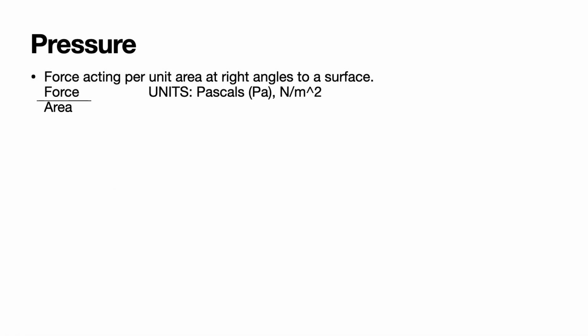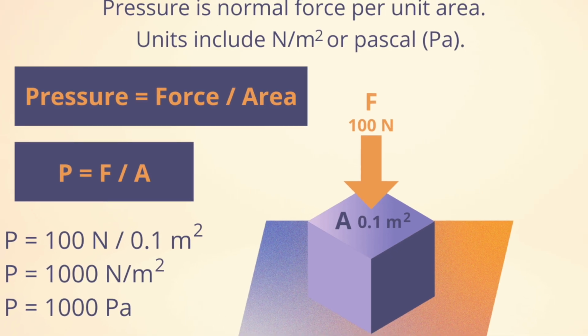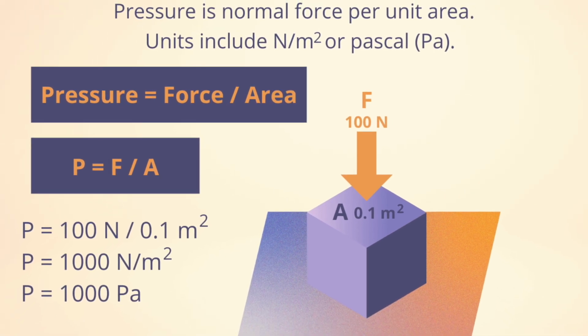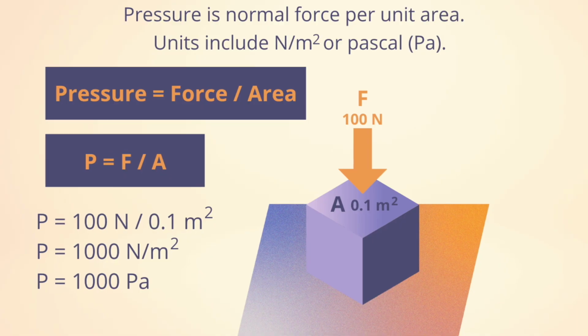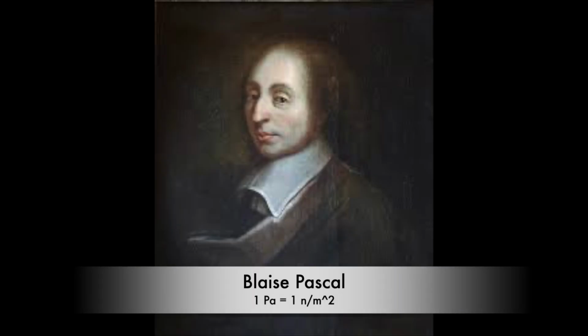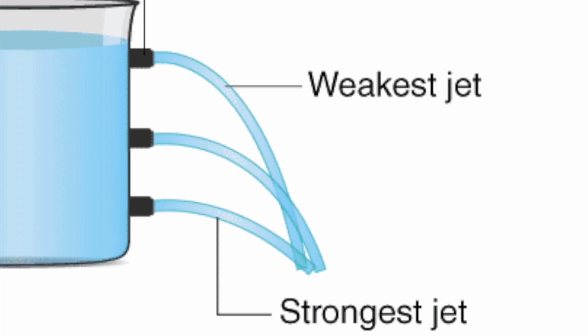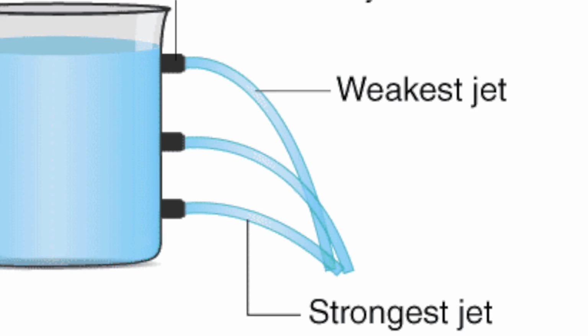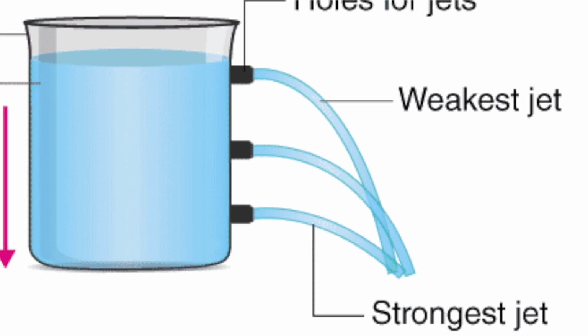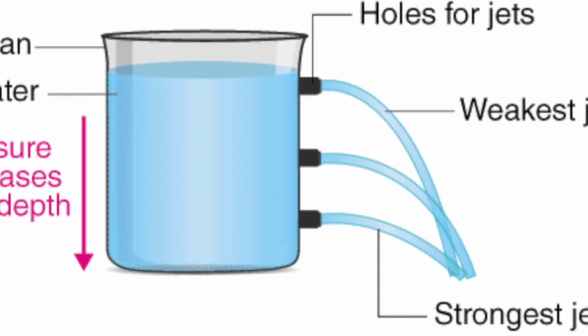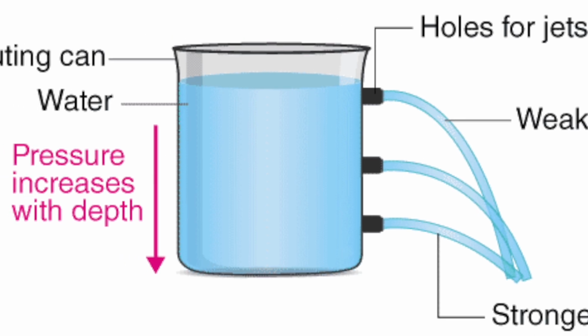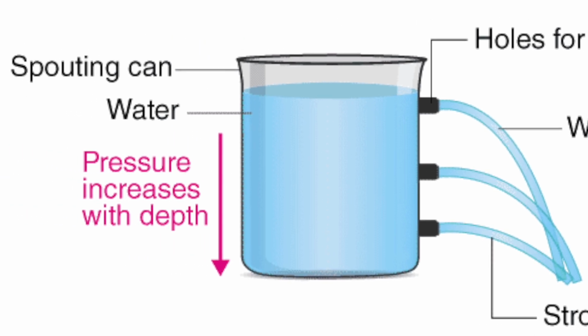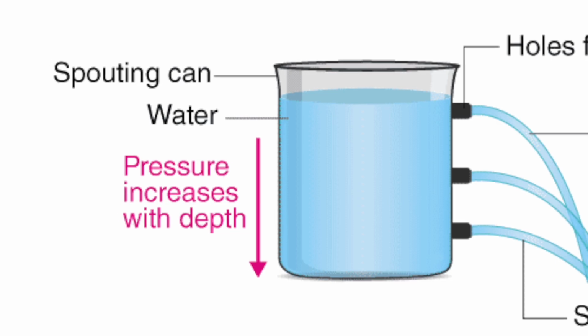What is pressure? The force that acts per unit area at right angles to the surface. Mathematically, pressure is force upon area. The SI unit of pressure is pascals, and 1 pascal is equal to 1 Newton per meter square. In a fluid, the pressure that is exerted on an object depends on the amount of fluid that is above it.